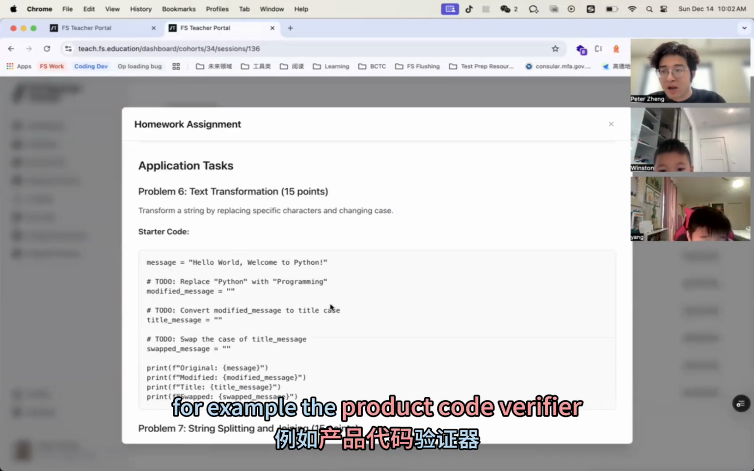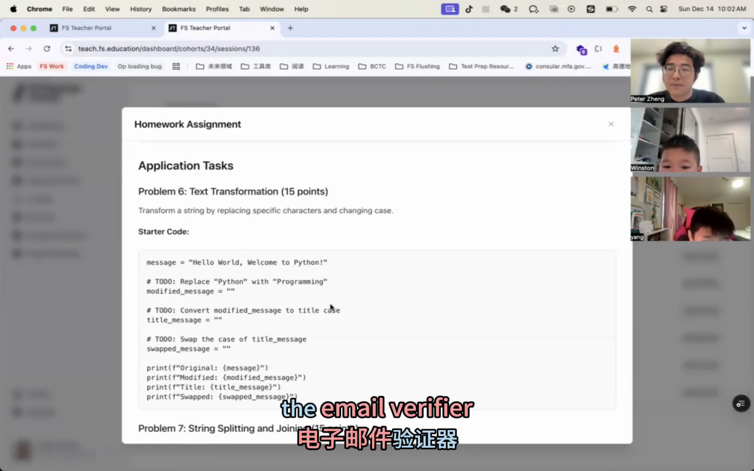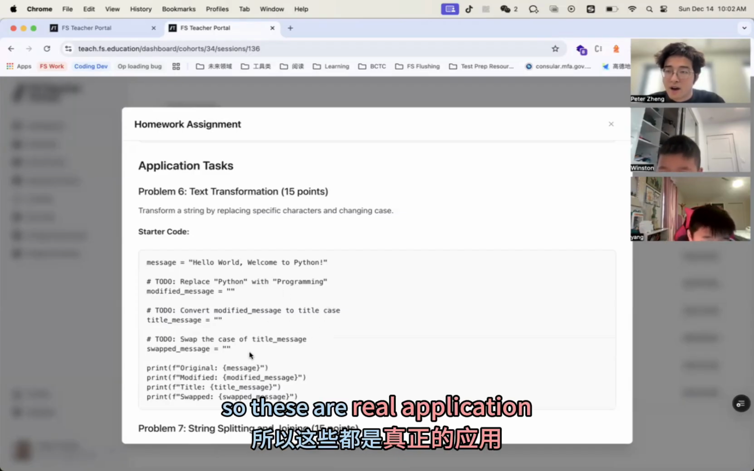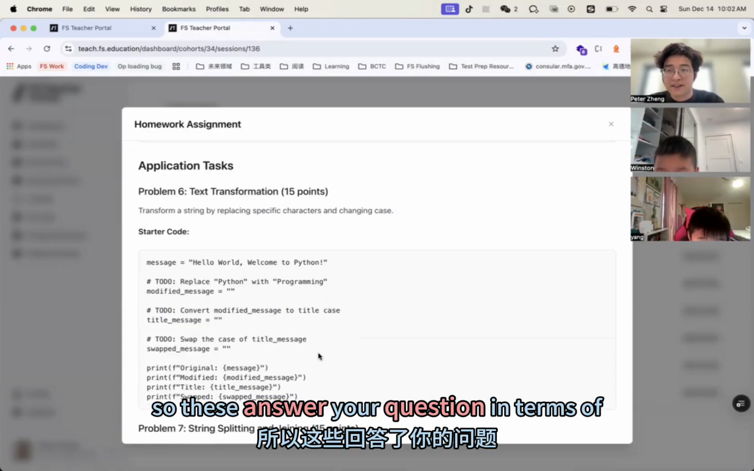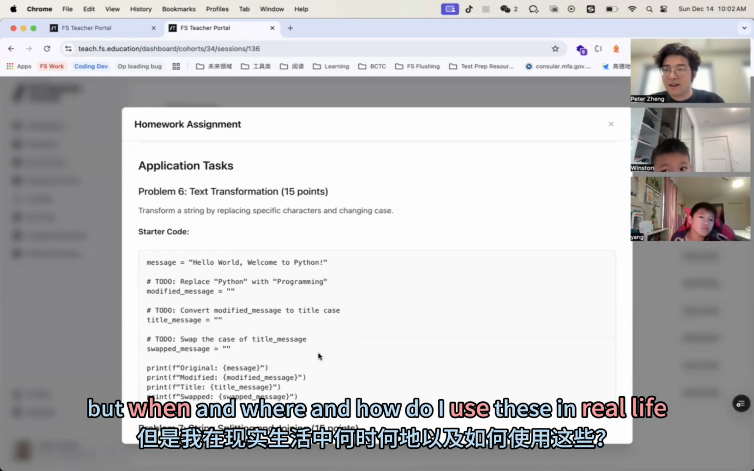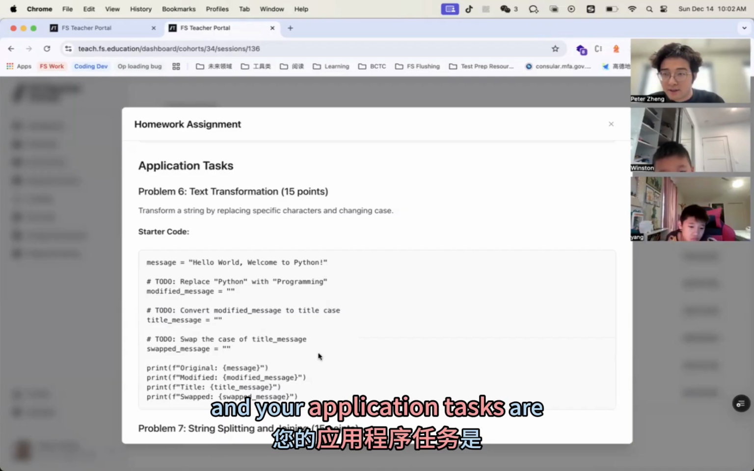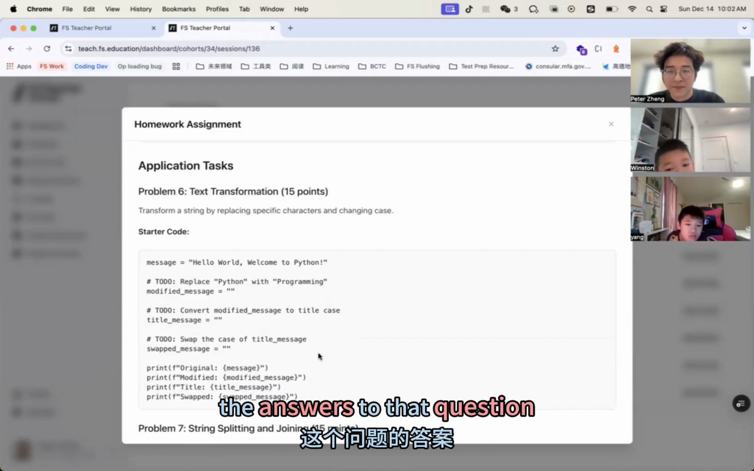For example, the product code verifier, the email verifier. So these are real application scenarios where you could use these string methods. These answer your question of, okay, I'm learning this, but when and where and how do I use these in real life? Your application tasks are the answers to that question.